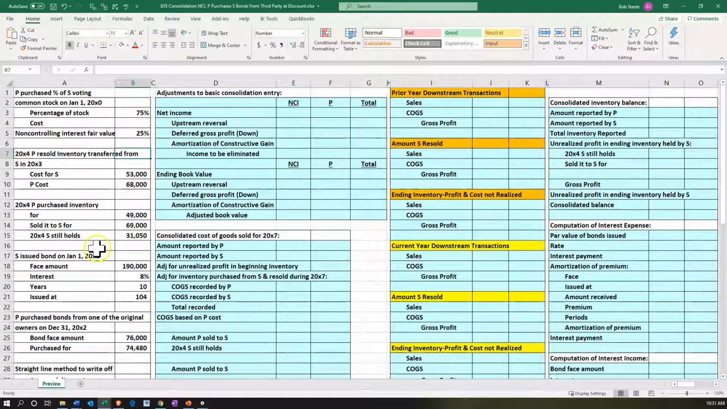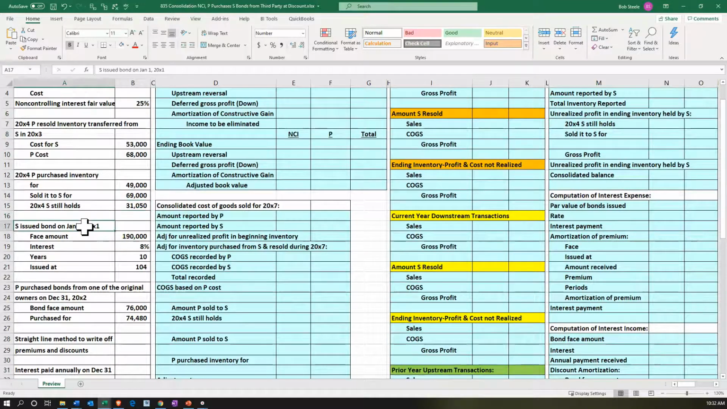We will then have intercompany transfers of inventory we will have to be dealing with. That means that 2000 x 4 is the current year. Prior year then is going to be 2000 x 3. So the cost for S was 53,000 and P cost is going to be the 68,000. Then we have in 2000 x 4, P purchased inventory for 49,000 and sold it to S for 69,000. And then in 2000 x 4, the current year that we're going to be consolidating in, they still hold 31,050 of it.